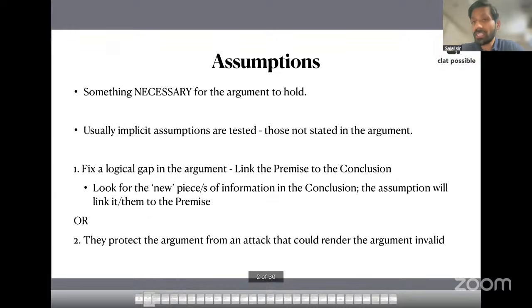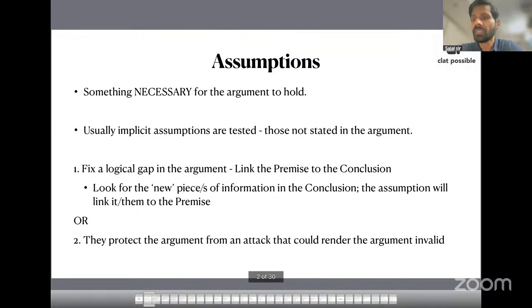Usually, these questions test us on implicit assumptions. These are not stated in the argument, right? So the correct options that you will see in the option list will have some new information not already stated in the argument. The author has taken something for granted and did not feel the need to state it, right? But it is something that is very critical for the argument to hold.